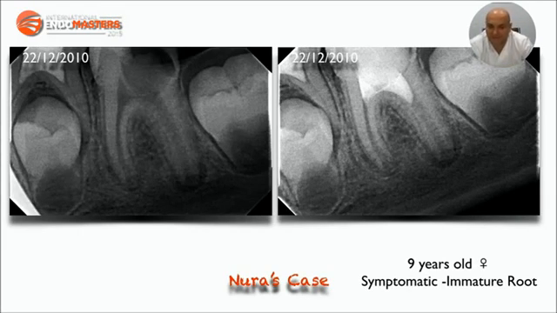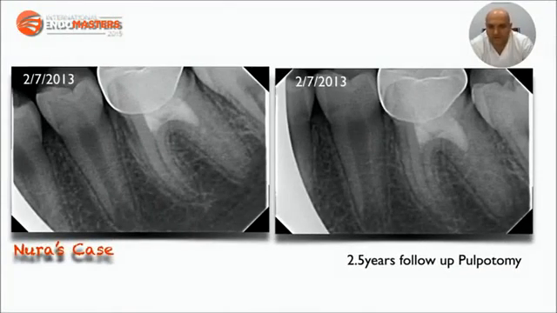In cases like this, full MTA pulpotomy can be attempted with the sole objective of completing the formation of the roots. A 2.5-year follow-up evaluation revealed successful apexogenesis of the immature root.